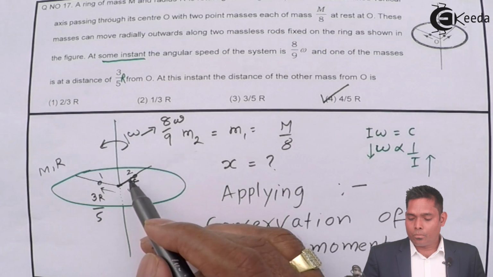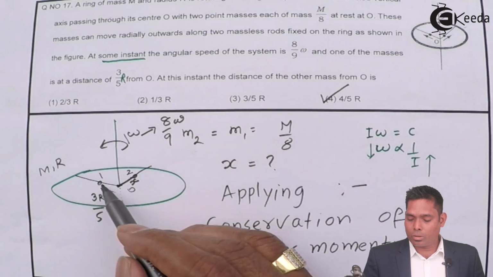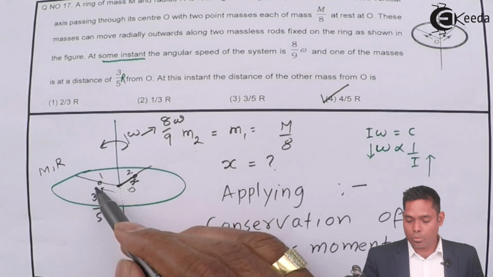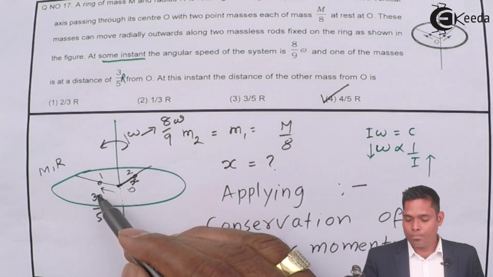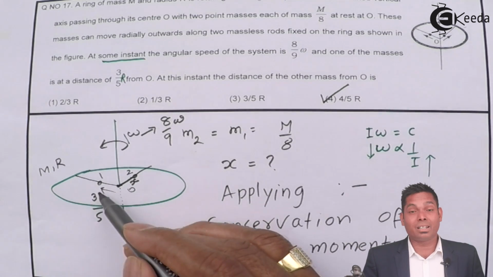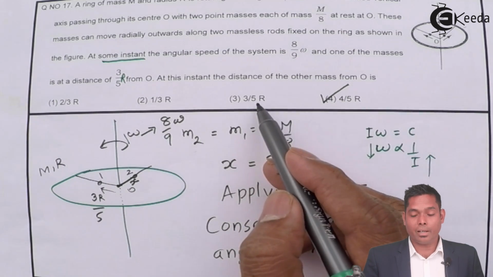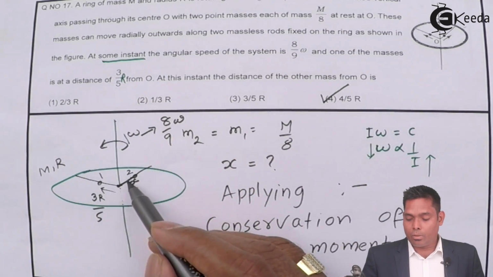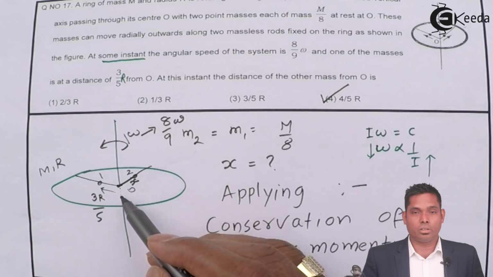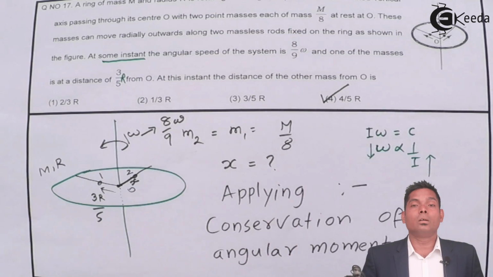It is not that both have the same masses, so both will be at the same distance. Many students might think that this will be 3r by 5, but this is not right, they will have different positions from the origin. So the answer to this question is 4 by 5 into r. Okay, thank you.